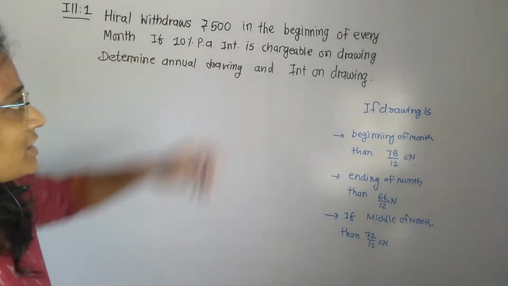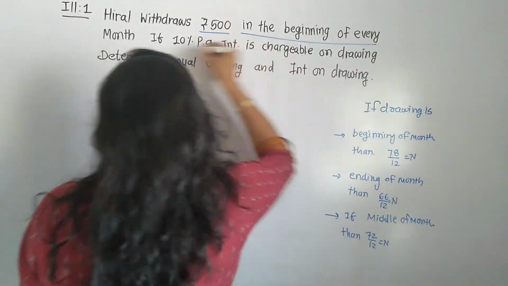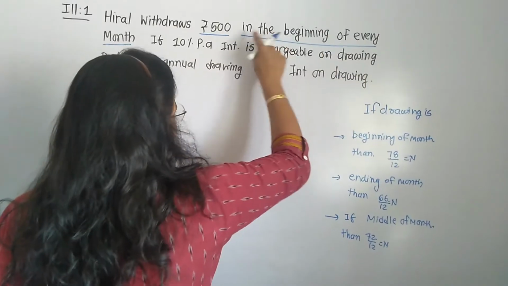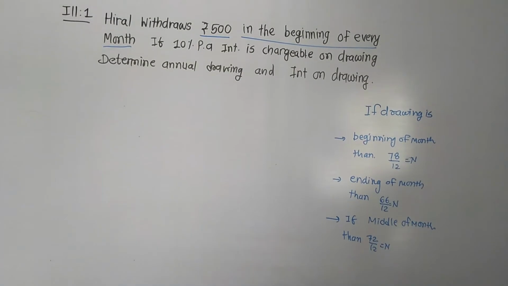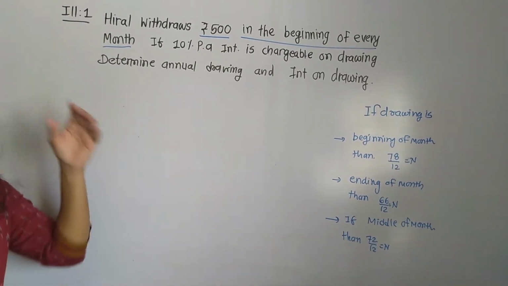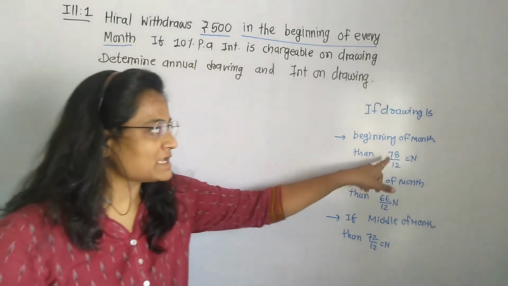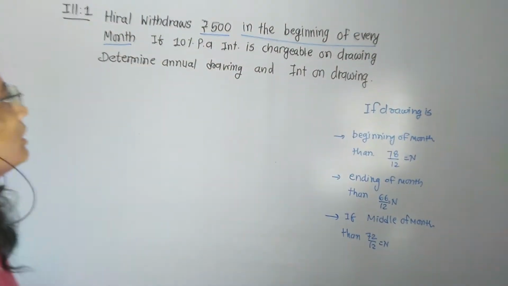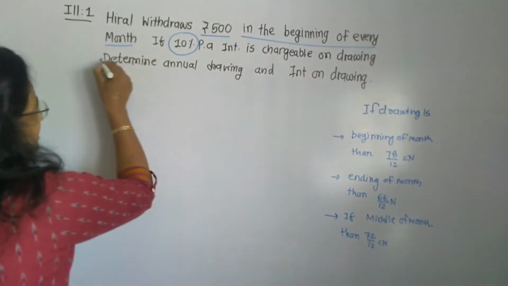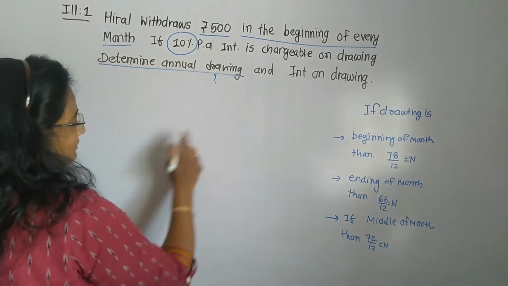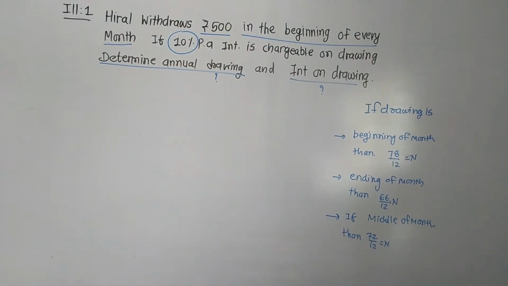Hiral withdraws rupees 500 in the beginning of every month. In the beginning of every month. This phrase is very important in this sum. It means this sum is based on drawing, but here the drawing is done at the beginning of every month. So as n we are taking 78 upon 12. Rate of interest 10% per annum is chargeable on drawing. Determine annual drawing. This is your first question. And interest on drawing. This is your second question. So you have to give two answers in this sum.